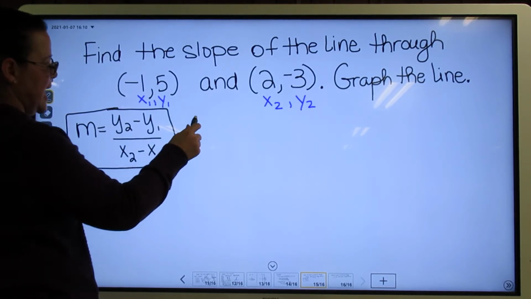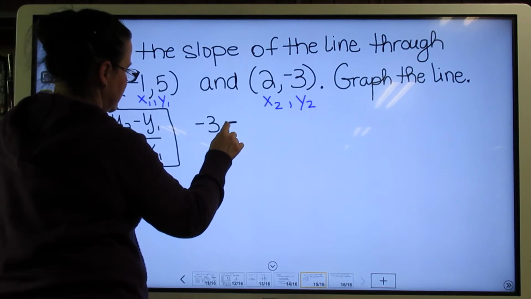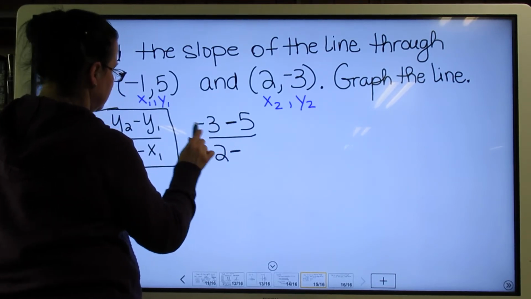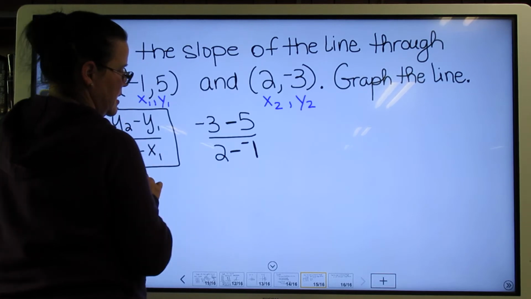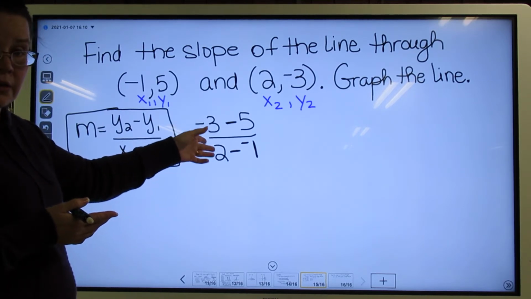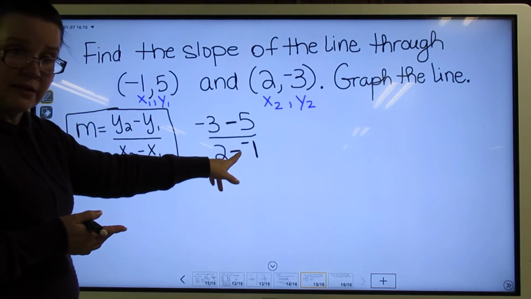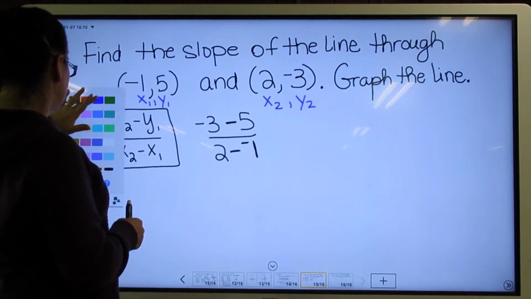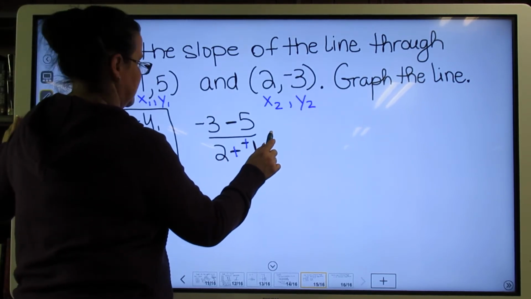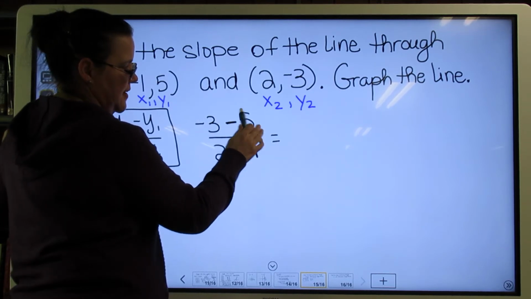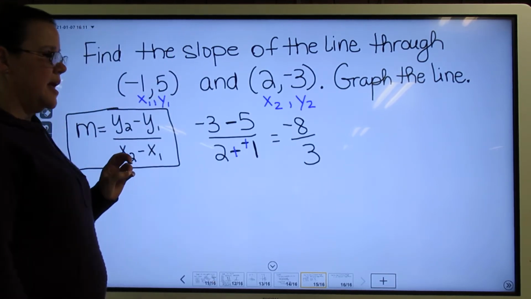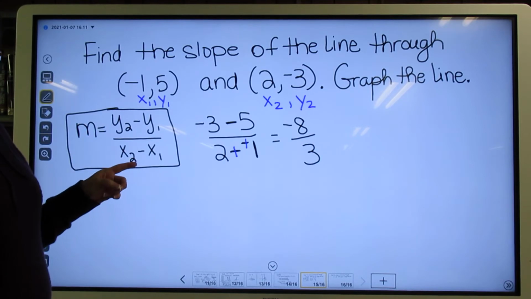You use this formula, and you write in -3 minus 5. Then you do x2, 2 minus -1. You have to know your integer rules and how to use them when you have the minus sign in the middle and the 2 negatives become a positive. So we'll use that first. And then you have -3 minus 5 is -8, and 2 plus 1 is 3. And that would be your slope of the line.